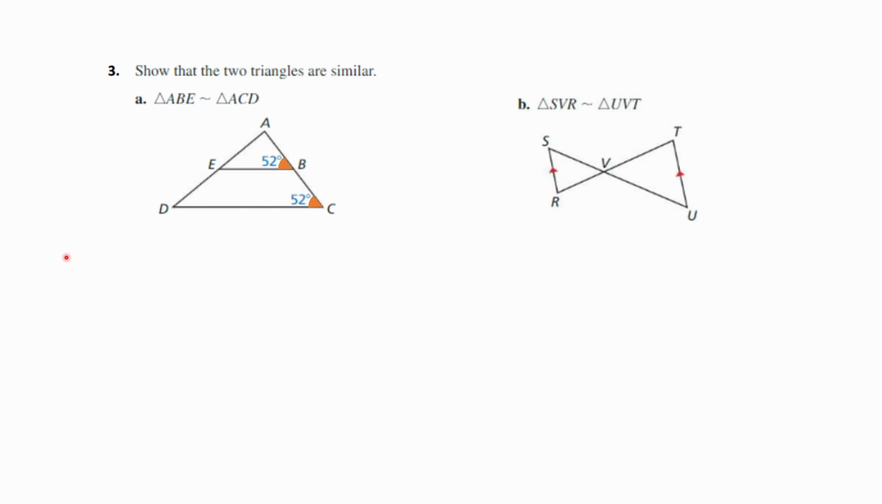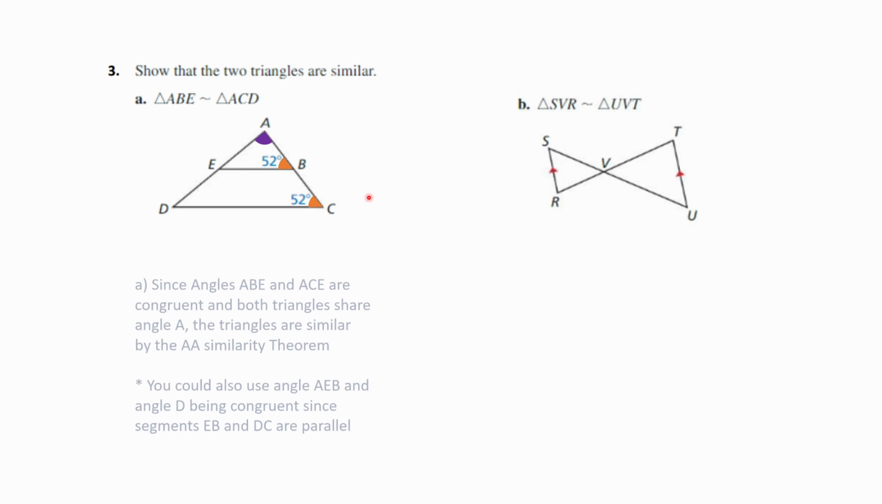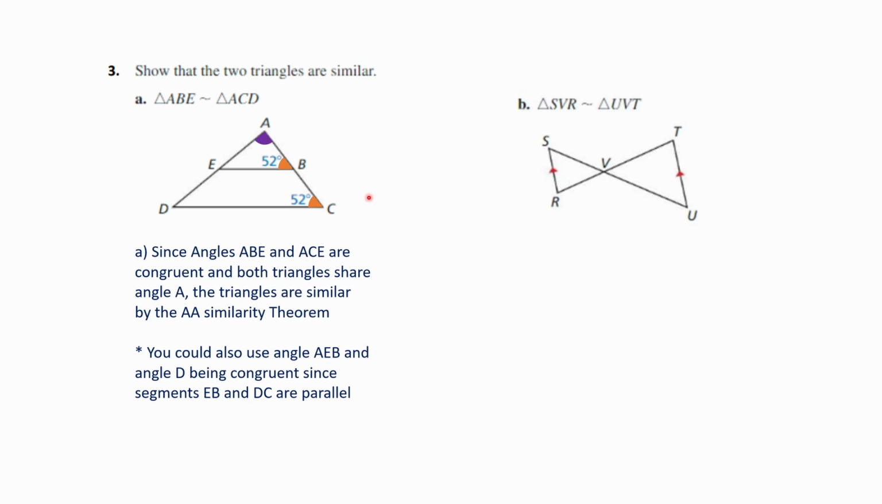The other thing is they both have angle A as part of them. Angle A is in the first triangle, the smaller one, and angle A is also in the larger triangle, so they share that same angle. It's kind of like a version of our reflexive property, but for angles. Since those angles are congruent and both triangles share angle A, they have two angles that are congruent. So by the AA similarity theorem, you could say that they are similar triangles.